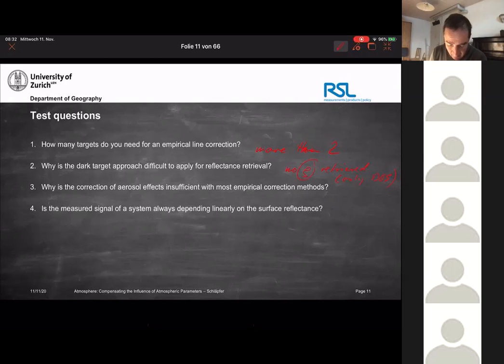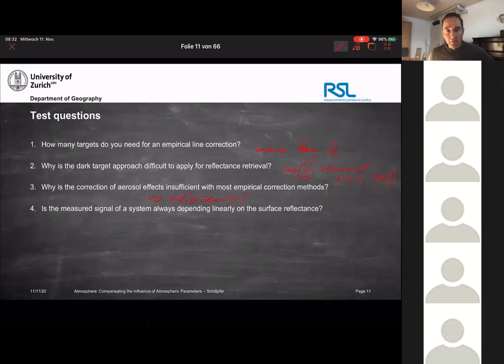And also, why is the correction of aerosol effects insufficient with empirical approaches? Well, aerosol effects, that's the adjacency question, no adjacency. And the adjacency effect is also easily 10% of the whole signal, specifically in the blue or red area of the spectrum, or the visible part of the spectrum.